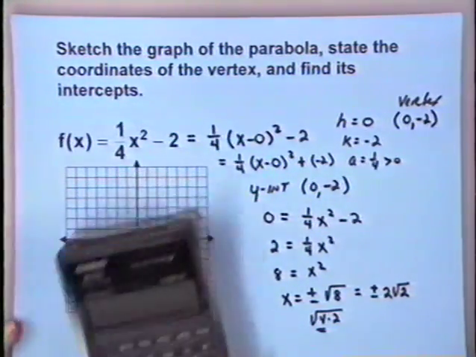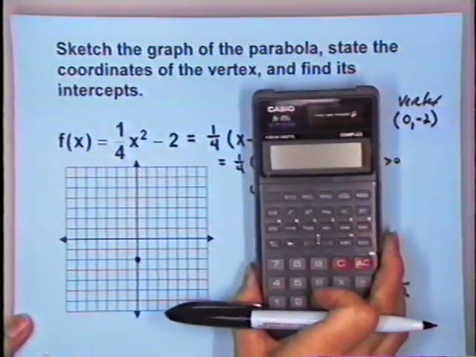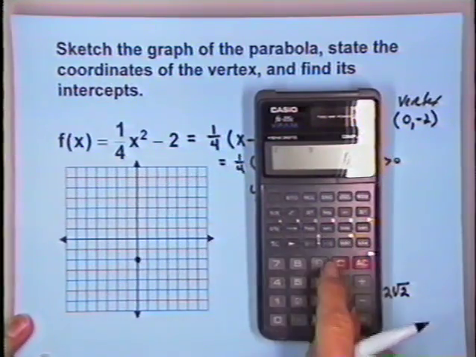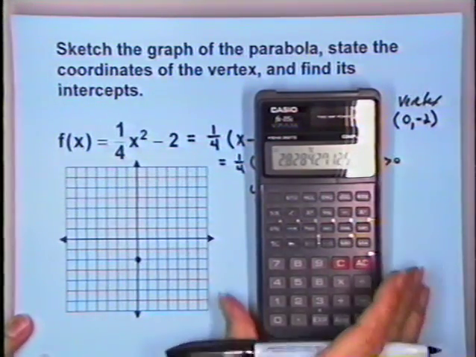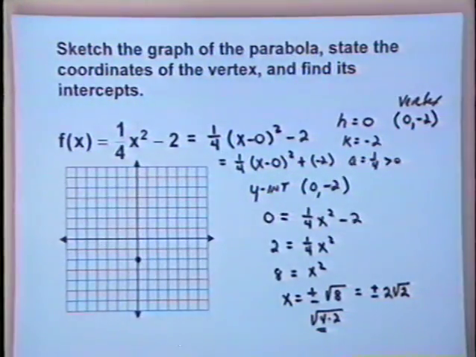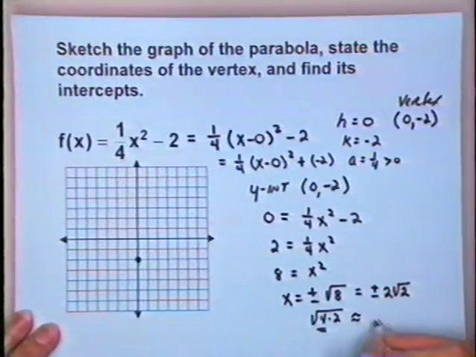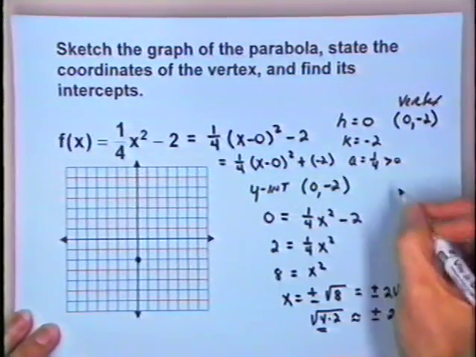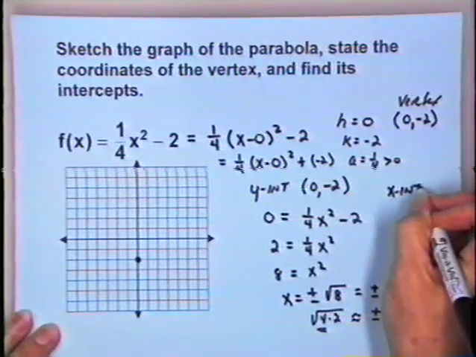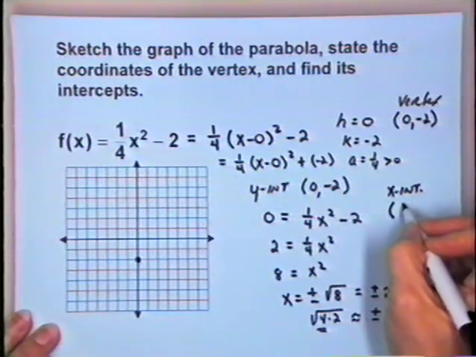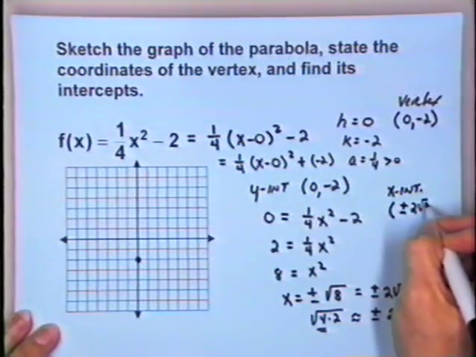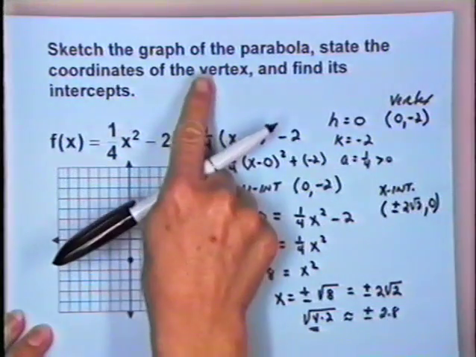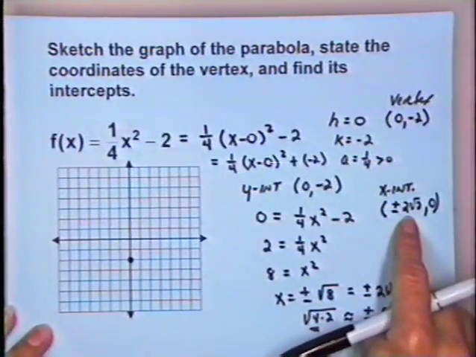Now, I have a calculator here. You probably will not necessarily be able to see this, but I'm just going to do the square root of 8 here to give me an approximate value. That's about 2.8. I'm just going to get to the nearest tenth here. So I'm going to say approximately plus or minus 2.8. Okay, so my x-intercepts, if I have room to write these down here, my x-intercepts occur at plus or minus 2 square root 2, comma 0. Anytime, by the way, that we're stating intercepts, we should state the exact value.